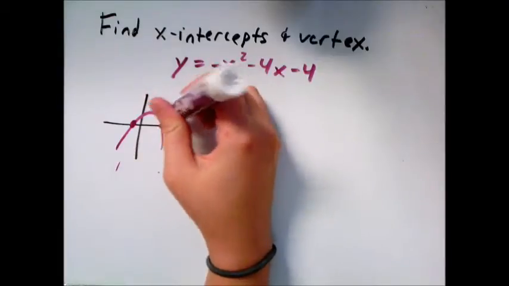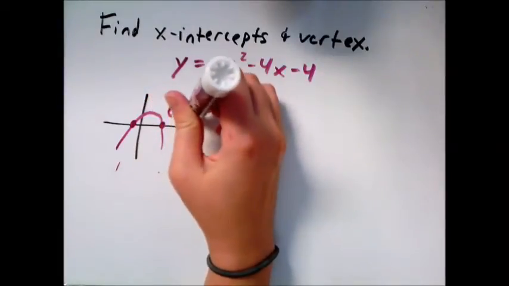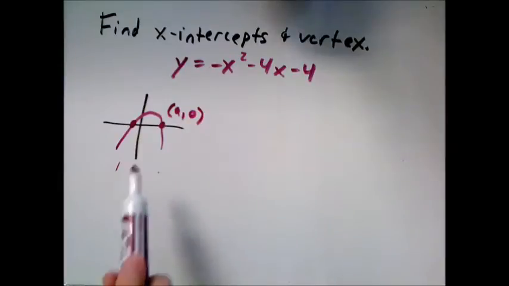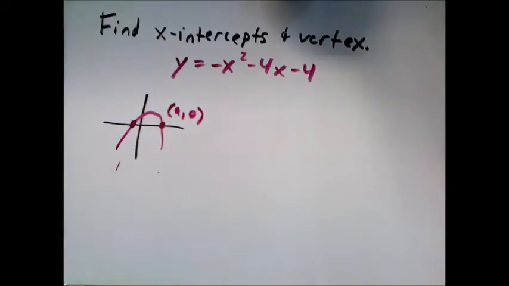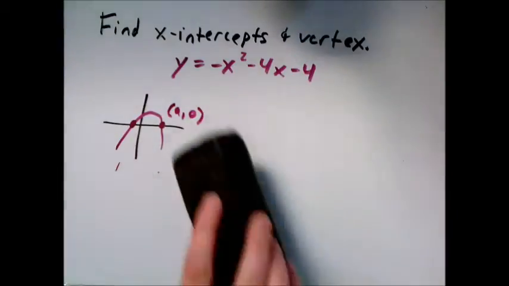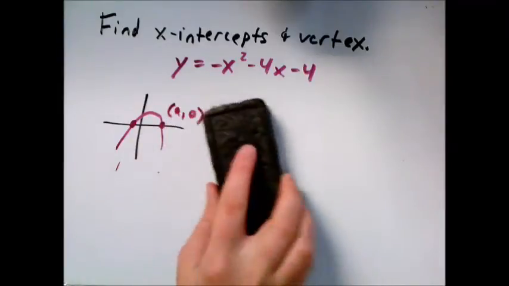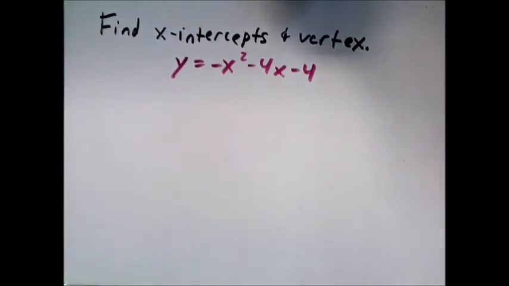Well, think, to be an x-intercept, x could be anything, but y has got to be 0, because if you go up and down at all, you're not on the x-axis anymore. And so how do I find x-intercepts? Well, I set y equal to 0, because what I'm really asking is what x values give you an output or a height or a y value of 0.